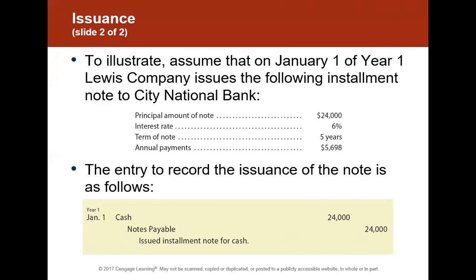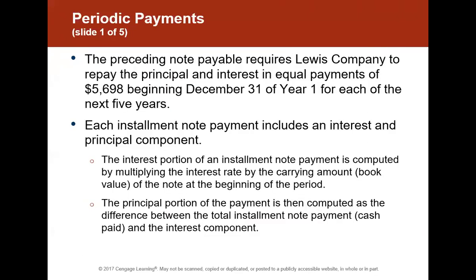But the entry to record that is the same entry of any note, short or long term, it doesn't matter. It's still a note payable. So cash is debited and notes payable is credited when the note is issued. Then every time we pay it, we make a payment of $5,698, beginning December 31st of the first year, for each of the 5 years. Every time we make a payment, we credit cash, but what we debit is going to change because the amount we're paying towards the principal and interest is going to change.